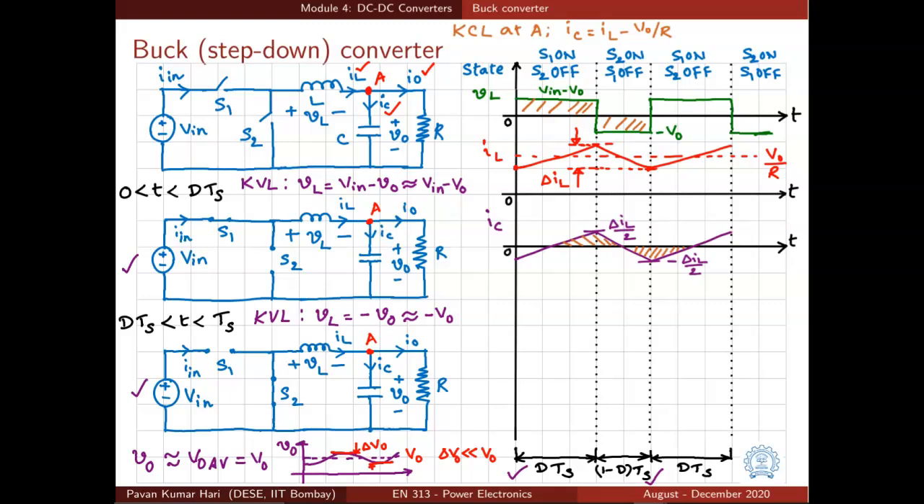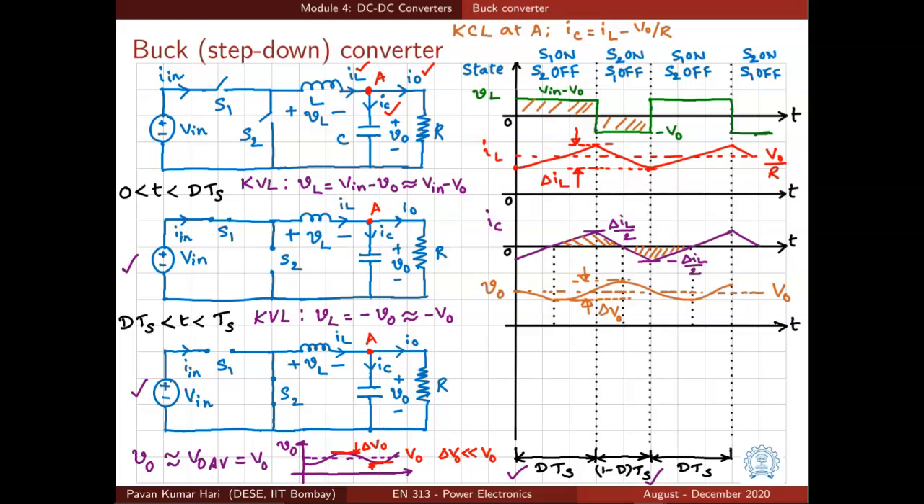As shown here. Now that we know the capacitor current waveform, we can easily plot the output voltage waveform, which is the capacitor voltage, and that is nothing but the integral of capacitor current. And again, integral, where will it start? It will start from the initial condition.